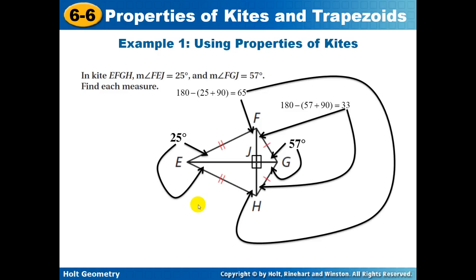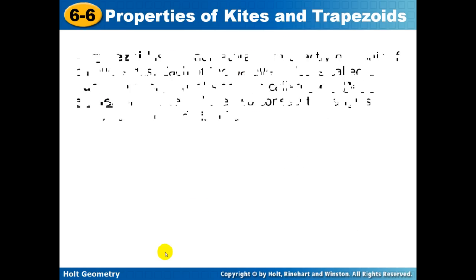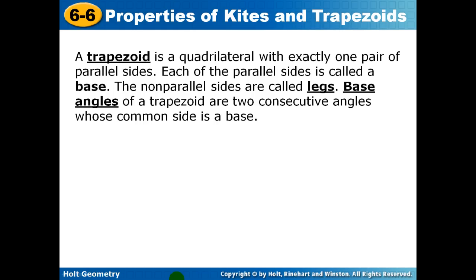Okay. Moving on to trapezoids. Little basics of trapezoids first. If you don't remember what a trapezoid is, it's a quadrilateral, of course. It's got exactly one pair of parallel sides. We call those bases, the top and the bottom, or the left and right, depending on which way you're looking at it. And those sides that aren't parallel we call legs.